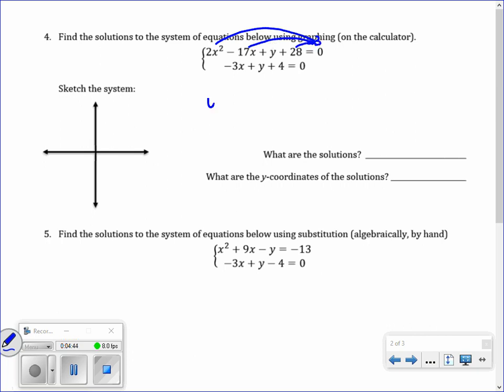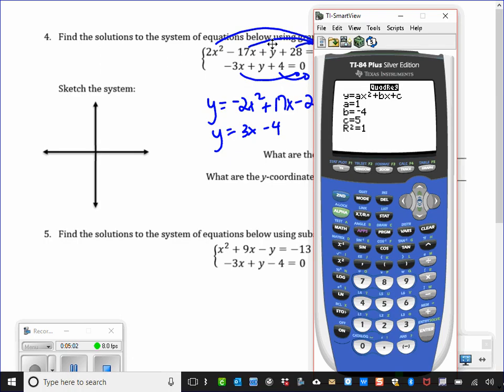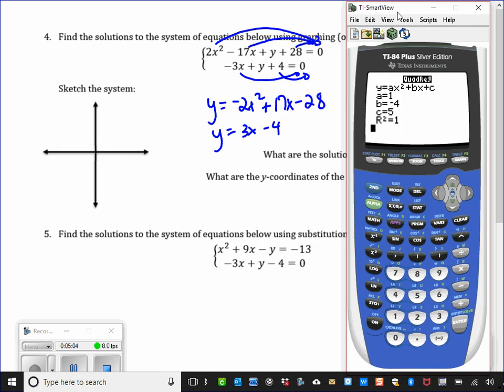So it's going to get me a new equation of -2x squared, because it changes signs, plus 17x minus 28. And the second equation, same thing. I'm going to move 3x over, so it's positive 3x, and the 4 moves over, so minus 4. So I'm going to graph these two equations in my y equals. I'm also going to turn off my plot so I don't have that bothering me.